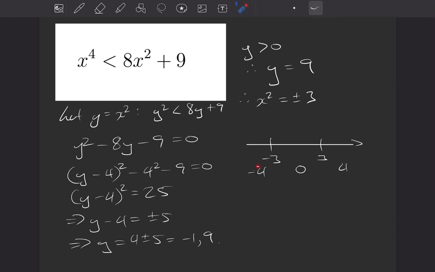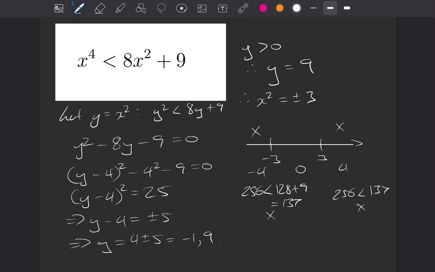So if we check minus 4, when we do 4 squared, we get 16. 16 squared gives us 256. On the right hand side then, 4 squared gives us 16 times 8 gives us 128, plus 9 equals 137. So this is wrong here. This is not allowed. On the right hand side, you can see we're going to get the same values for the 4. The minus just got consumed by the square and the power of 4. So we'll end up with 256 is less than 137, which is not true. So it's not allowed here.